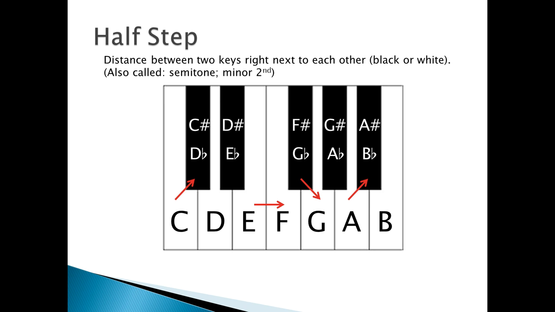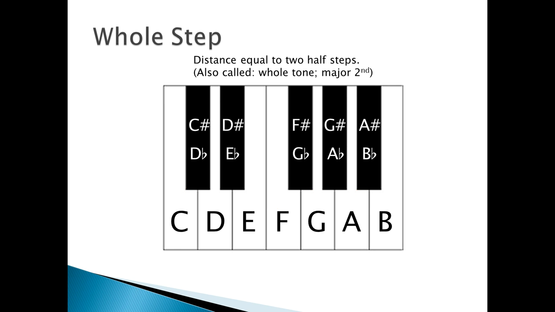Now that we have looked at half steps, let's discuss whole steps. A whole step is simply the distance equal to two half steps. So, C to D is a whole step because we move two half steps to get there. In other words, we skip one key, C sharp in this case. G to A is also a whole step because we skip the G sharp to get there. C sharp to D sharp is a whole step as well because we skip D.